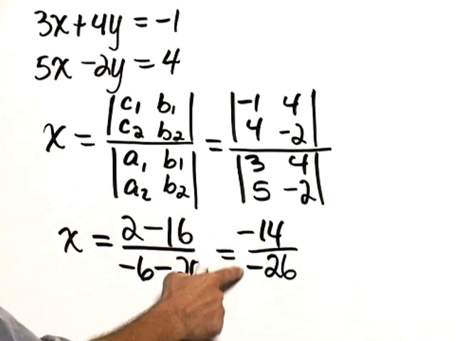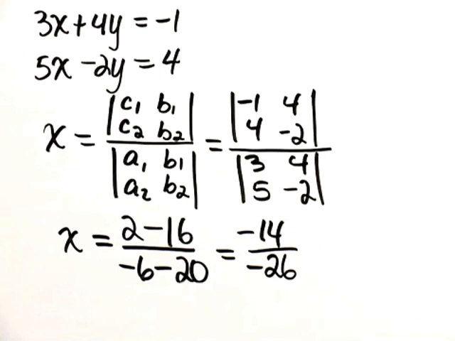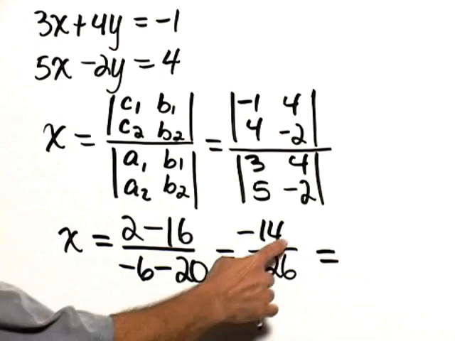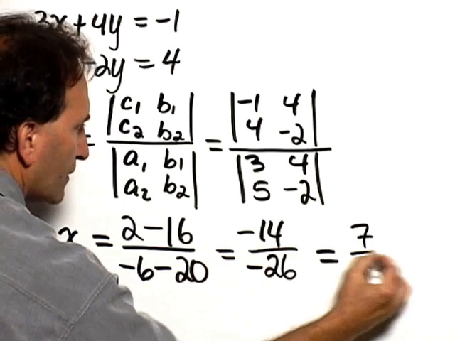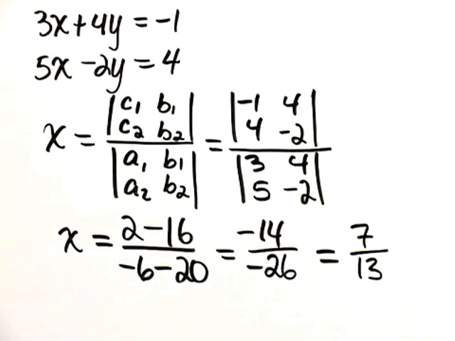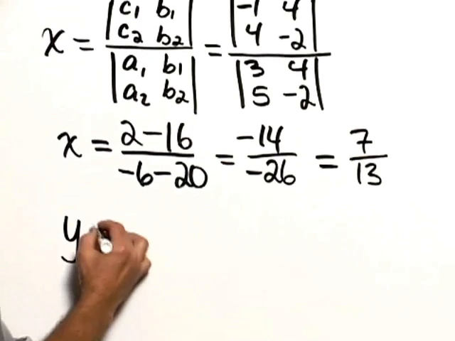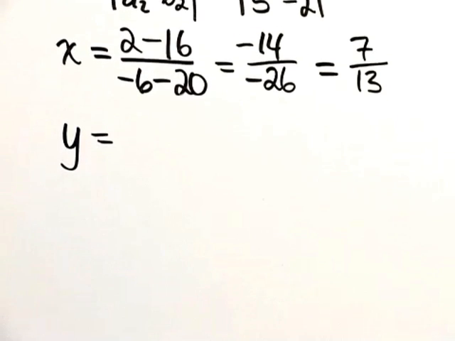When we're dividing two terms with like signs, the answer is positive. But we can also remove a factor of 2, leaving us with 7 in the numerator, 13 in the denominator, so the value of x is 7/13. Now, we repeat the process for the value of y.